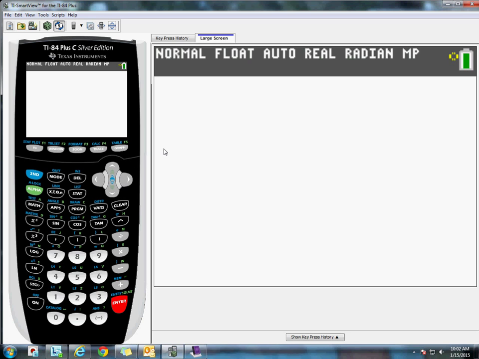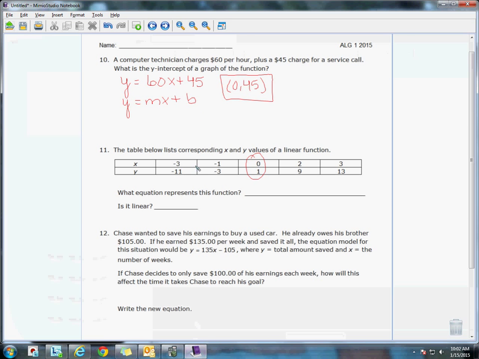Okay, well, you'll do just like we did last time. You're going to go to stat edit, and in your L1, you'll put your x values. So you'll type in -3, -1, 0, 2, and 3. In L2, your y values, -11, -3, 1, 9, and 13. And then all you have to do is hit stat, go over to calc, hit the number 4, hit enter, and the equation should come out to y equals 4x plus 1. And my y-intercept does match with that. Is it linear? Yes, it is. You notice that because you have a slope here of 4, or you can go through and do your change in x, your change in y, and notice that when you do change in y over change in x, you're going to get 4 every single time.